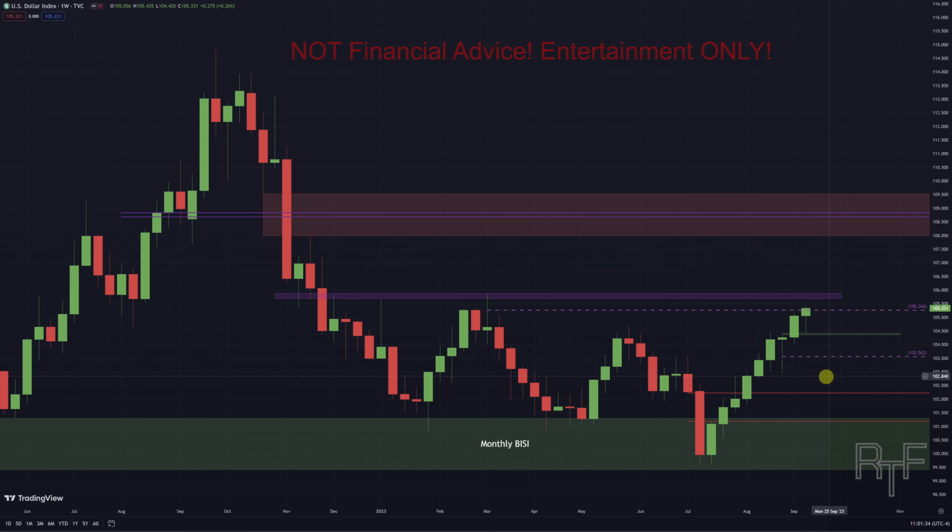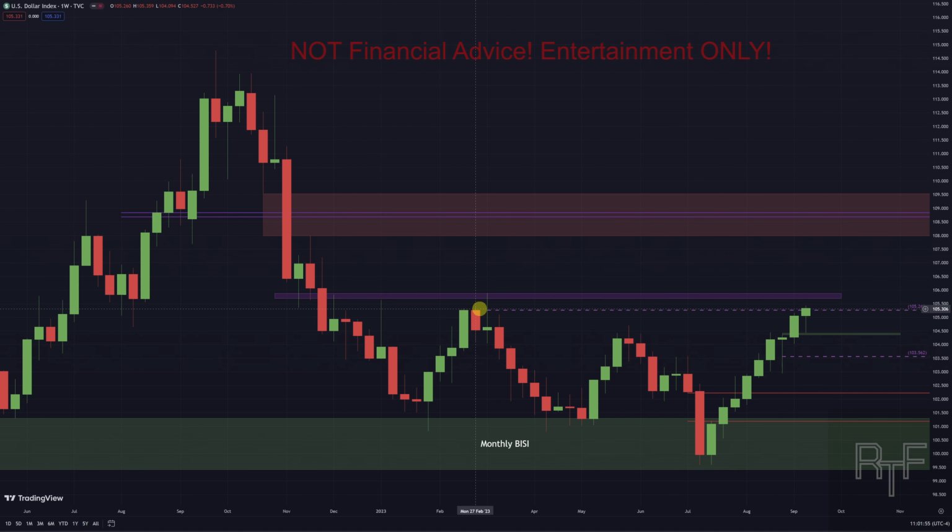Going down to a weekly chart, I have my eyes on two discount arrays. There's a small little BISI here. I want to see this hold the support and not be broken down. If price should break through, I've got my eyes jumping to the CE of this wick here, and I want to see this hold the support.